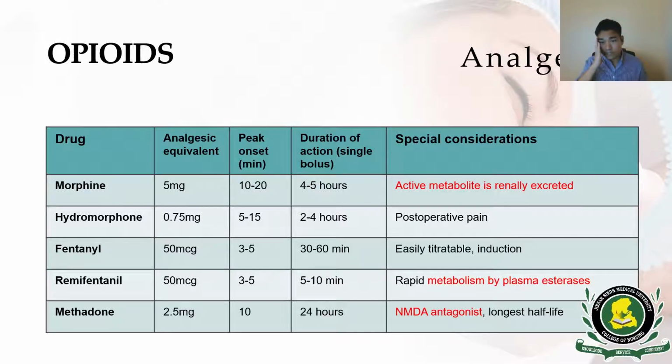So fentanyl is great for standard induction because it's short-acting. Hydromorphone is better towards the end of the case because it can provide longer-lasting analgesia. And then methadone is great for chronic pain patients. And it's also important to note that morphine and hydromorphone have an active metabolite that's renally excreted, and so you want to be very careful in somebody who's renally insufficient.